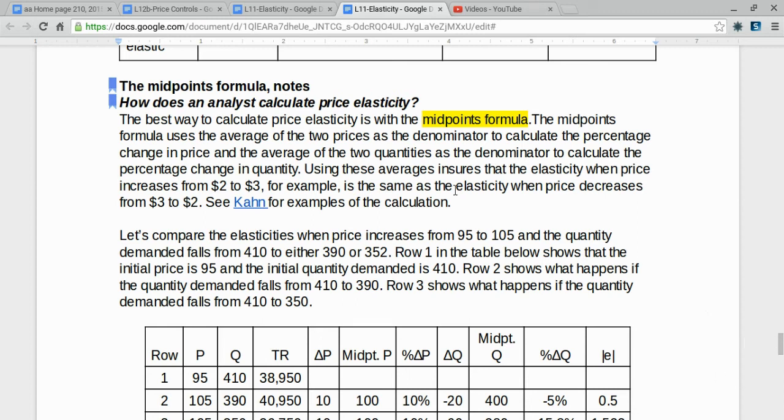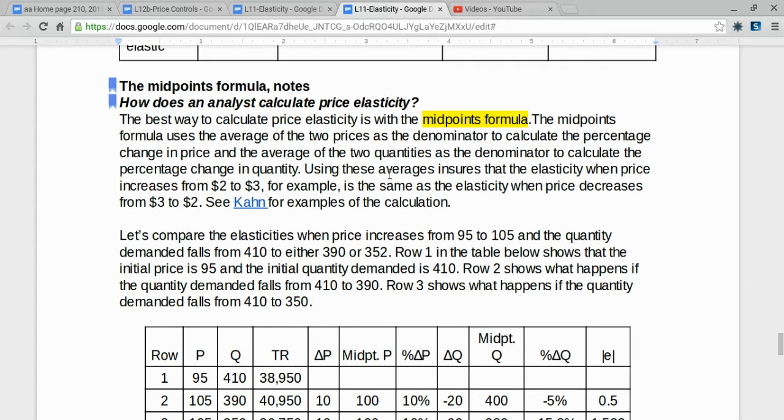The best way to calculate price elasticity is with the midpoints formula. The midpoints formula uses the average of the two prices as the denominator to calculate the percentage change in price, and the average of the two quantities as the denominator to calculate the percentage change in quantity.